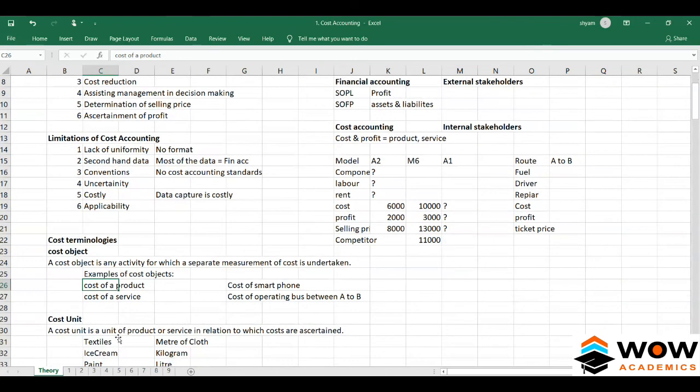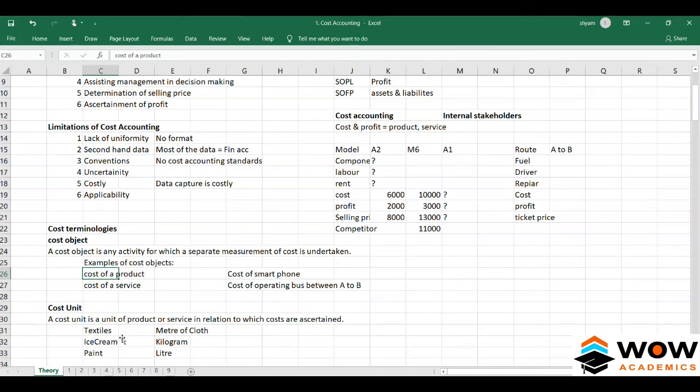Then we move on to cost unit. Cost unit is a singular item, the last singular item that you can divide on that particular product or service. A cost unit is a unit of production or service in relation to which costs are ascertained. For example, textile cloth is measured in terms of meters of cloth, not inches or kilograms.